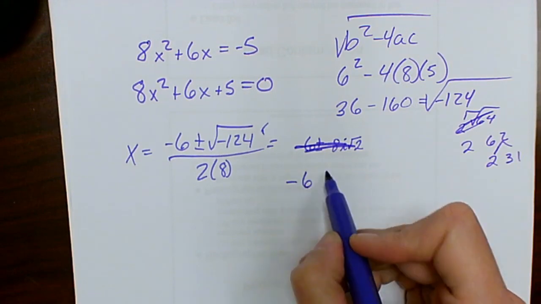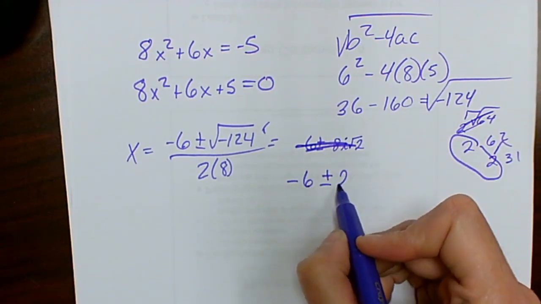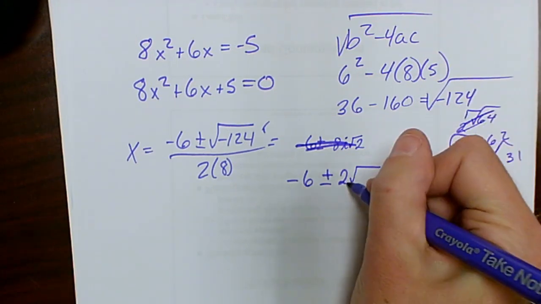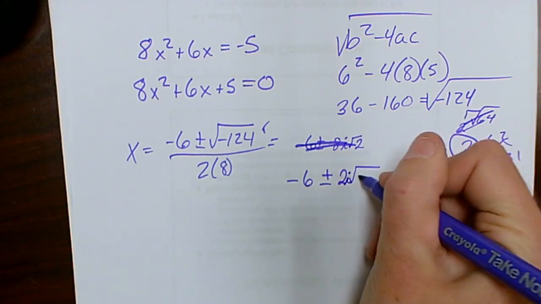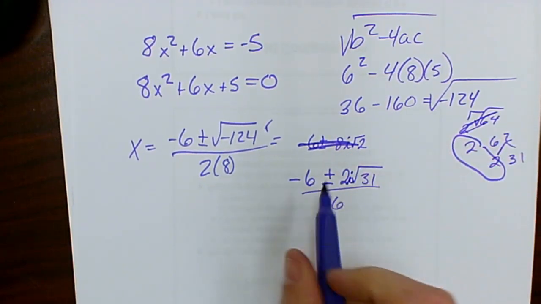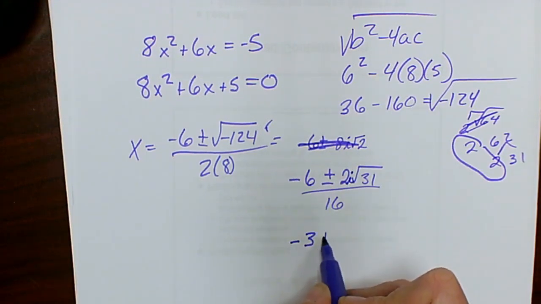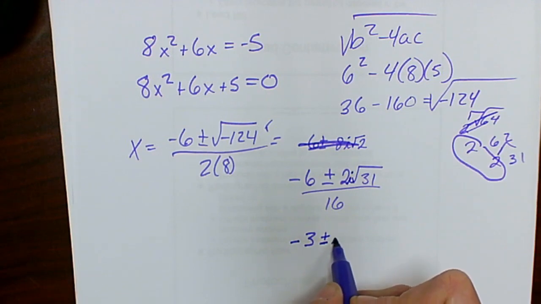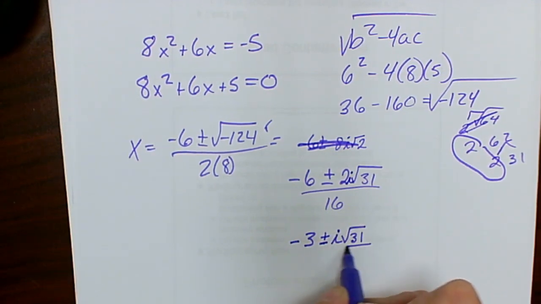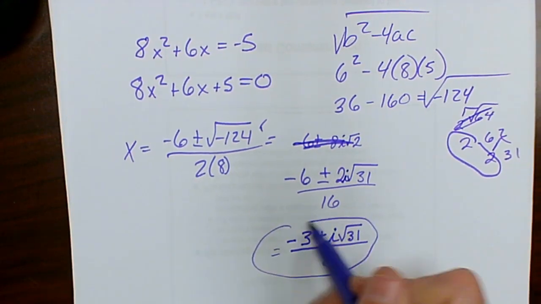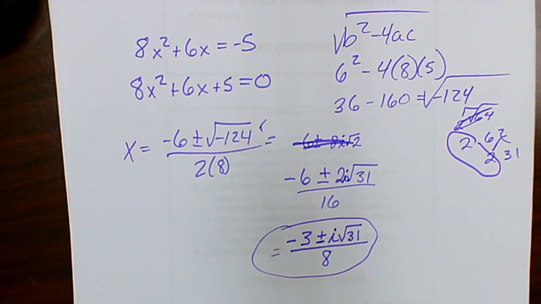So we have negative 6 plus or minus 2, oh, not 2 square root yet, because this is negative. 2i square root 31 over 16. Now each of these, the 2, the 6, and the 16, you can cancel those out by 2. So we have negative 3 plus or minus i square root 31 all over 8. So we can reduce that, and that is our answer. Forgive me for my mistake, but that is our answer to this problem.